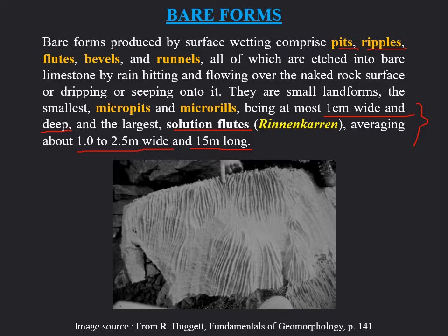But the thing is, the rocks have to be exposed on the surface, and the acidic water runs through these exposed rocks and produces these kinds of minute undulations in the exposed rock surface. These are known by various terminologies according to their nature. Some are known as pits, ripples, also flutes, bevels, runnels, like this.